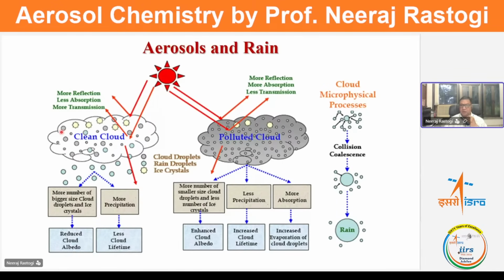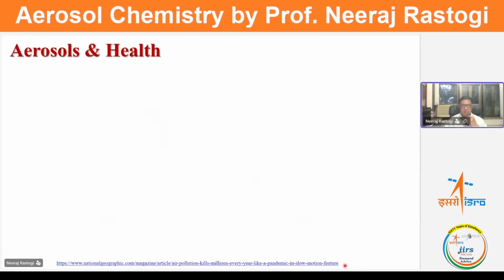Unlike that, if you have a clean cloud, fewer seeds, you are making a smaller number of bigger cloud droplets and ice crystals, which reduce cloud albedo. There will be more precipitation and shorter cloud lifetime. So overall, this is the process which shows how this cloud macrophysical process behaves. We have different water vapor molecules condensing on aerosol, and then they coalesce together to form rain droplets. Again, they coalesce together into a bigger rain droplet, and it falls to the ground.